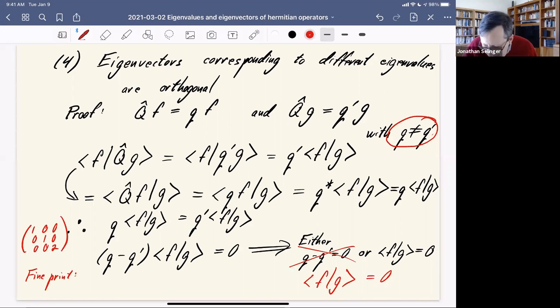So in the analogous situation for a Hermitian operator, we would call that a degeneracy. We'd say if two eigenvalues are degenerate, that is, if the same number shows up on the list more than once, then there are many choices.